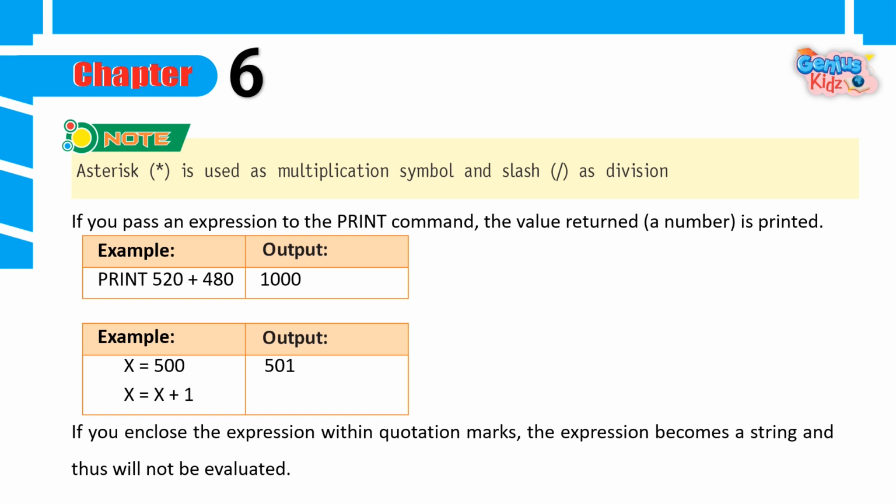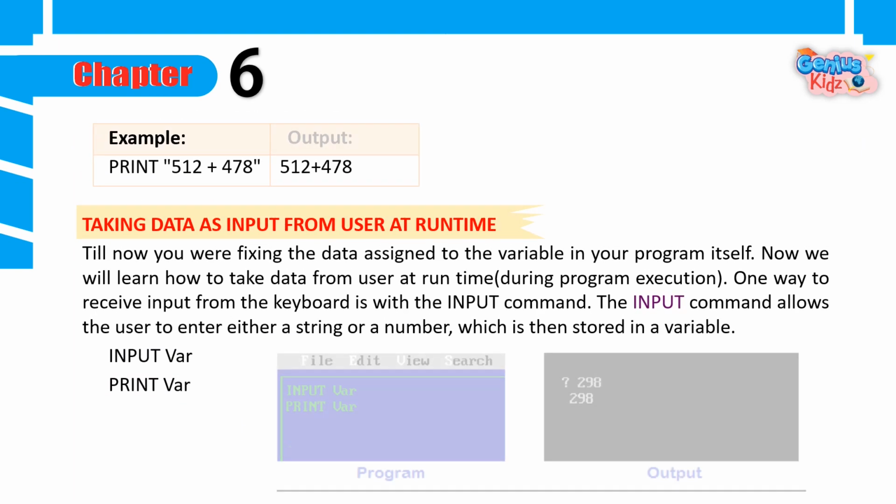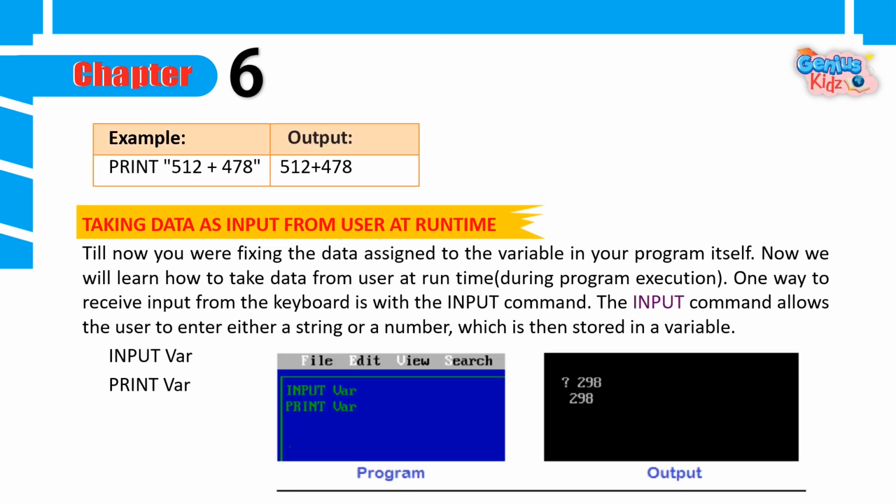If you pass an expression to the print command, the value returned, a number, is printed. Example: print 520 plus 481, output 1001. Example: x is equal to 501, x is equal to x plus 1. If you enclose the expression within quotation marks, the expression becomes a string and thus will not be evaluated. Example: print "512 plus 478", output: 512 plus 478.